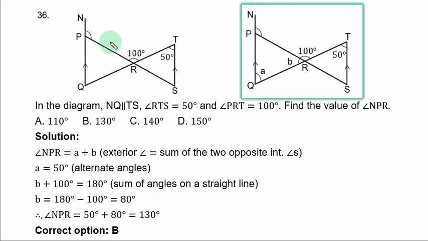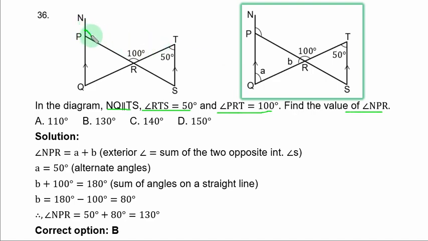Question 36. In the diagram, NQ is parallel to TS. Angle QTS is 50 degrees. Angle PQT is 100 degrees. Find the value of angle NPQ, that is this angle.